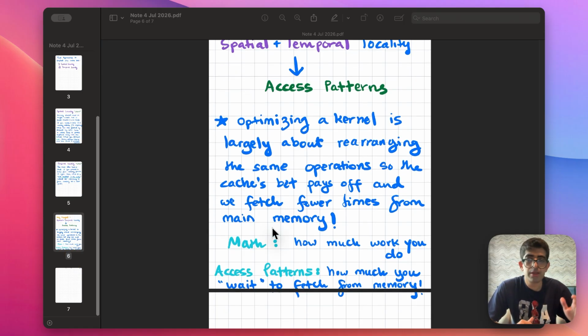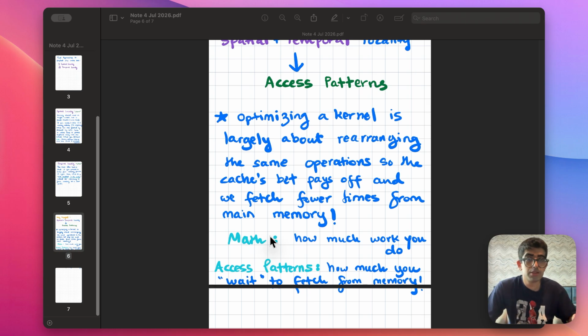Now, in any kernel, there are essentially two main components. One is the core math of the kernel, which determines how much work you do, and that's largely fixed. Access patterns are something that we can manipulate as programmers. It is essentially an art, or a skill, where we rearrange the same mathematical operations to make them much more convenient from a memory perspective. And this determines how much we need to wait or fetch from memory.